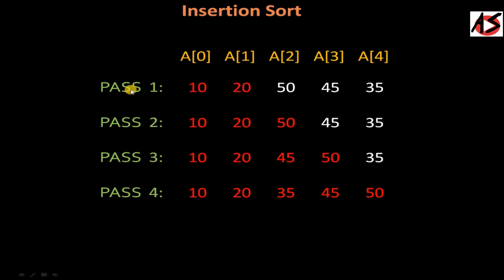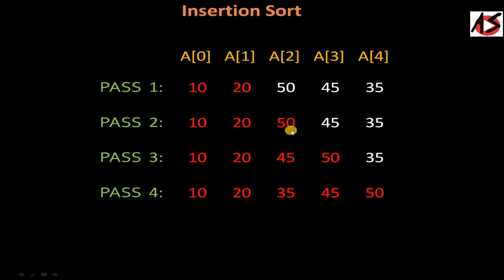Now we will see the passes that we have carried out here for better understanding. So after the end of pass 1, you have taken the first card, second card, and then you have swapped it. So you have 2 elements in sorted order. Then you have taken 50 here, and then 50 you have compared with 20, that is bigger than 20. So you are fixing it to the second position.